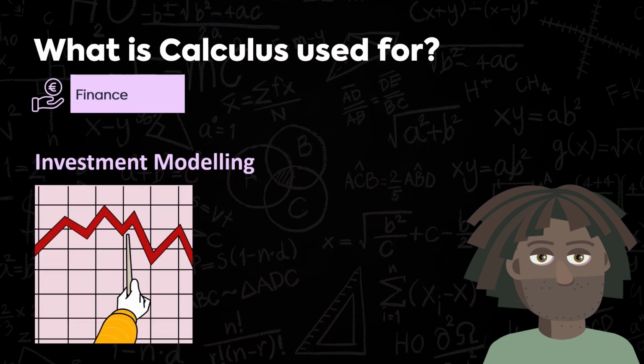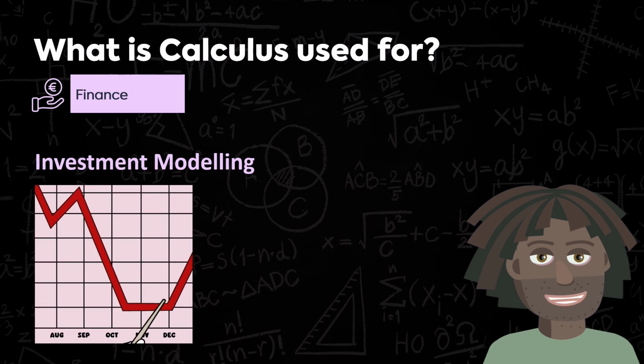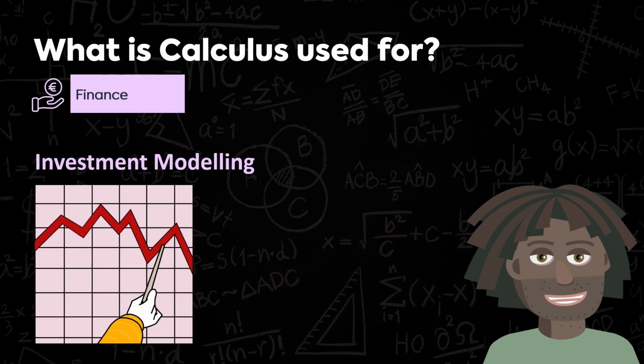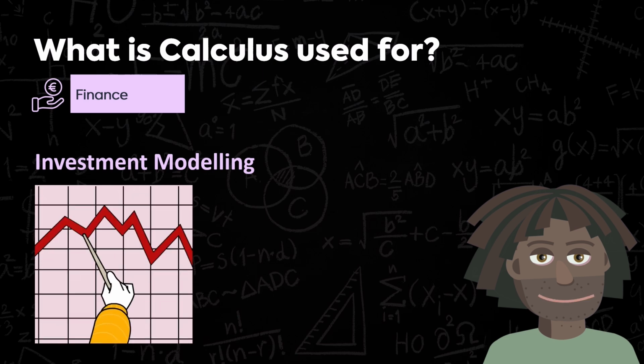Finance. If you're lucky enough to have a few euro to invest, unlike me unfortunately, then calculus helps investment brokers model the rise and fall of investments over time, and if you are very lucky with enough money, you may not lose your investment but see it grow and grow and grow. But don't be too optimistic.